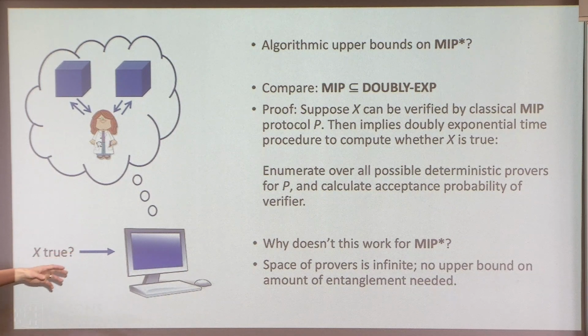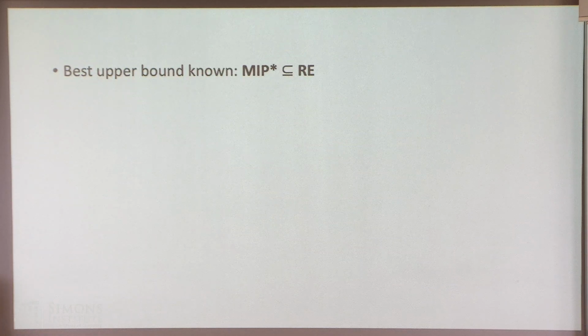But moreover, it's not infinite just because it's a continuous space. How many qubits of entanglement would the optimal provers need in such a protocol? Do they need 2 qubits of entanglement, 100, or a million? There's no a priori finite upper bound on the amount of entanglement needed for provers to play in this protocol. And in fact, because of this reason, there are no reasonable upper bounds known on the power of MIP star.